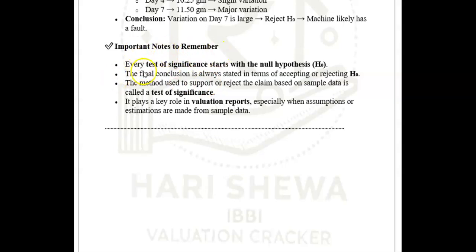Important to remember: every test of significance starts with the null hypothesis. The final conclusion is always stated in terms of accepting or rejecting the alternative hypothesis with respect to the null hypothesis. The method used to support or reject a claim based on sample data is called a test of significance. It plays a key role in valuation reports, especially when assumptions or estimations are made from the sample data.